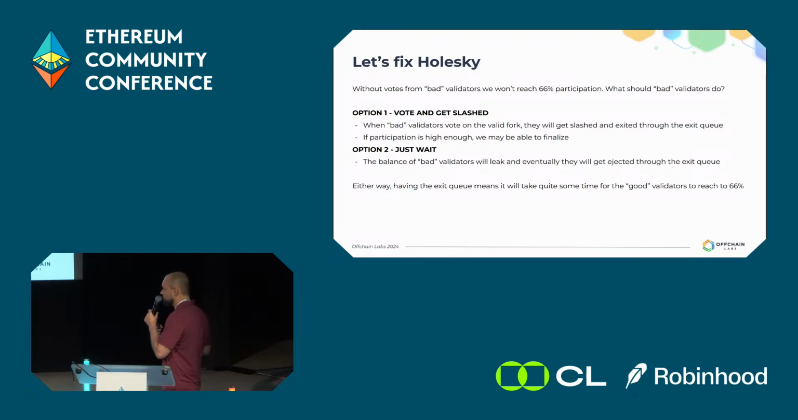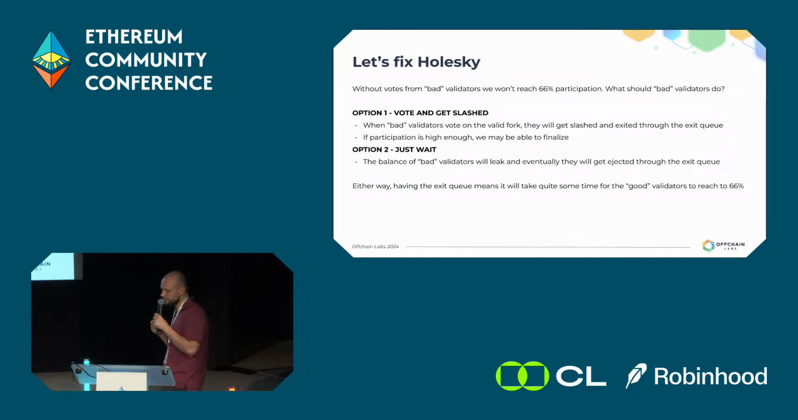The second option is to just wait, in which case these bad validators would, after some time, get a penalty called an inactivity leak because they're not voting, not doing anything, and they would slowly get ejected to the exit queue. Now, more or less, these options would take 20 to 30 days before Holesky can get restored, since this event happened. And so what we decided is option one is better.